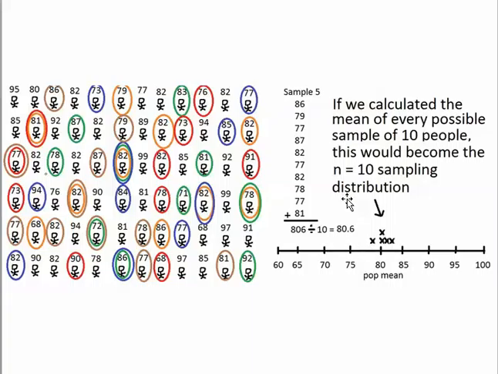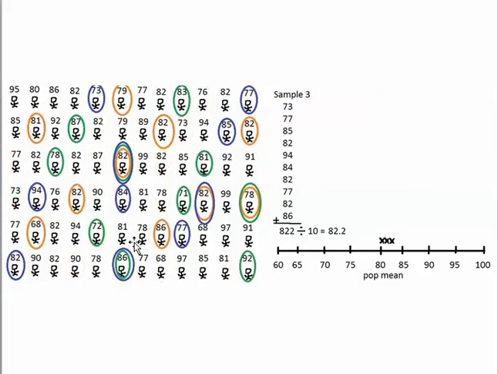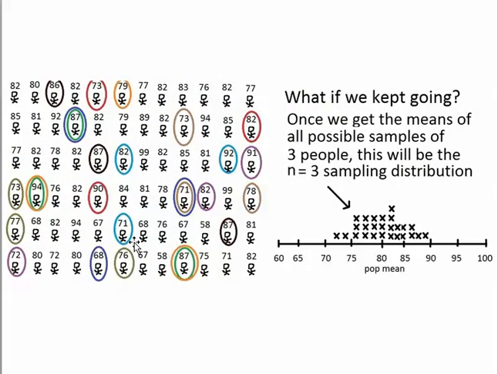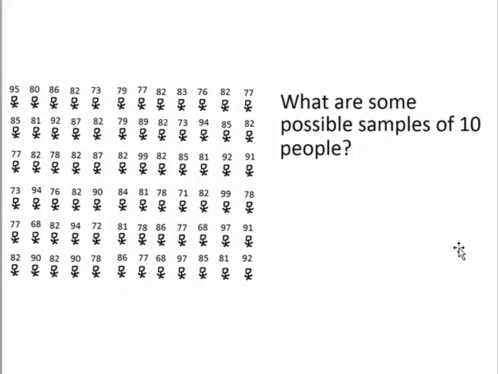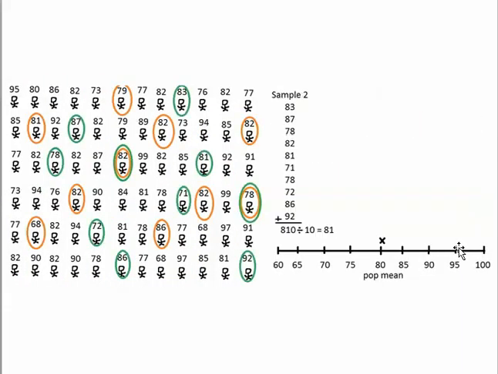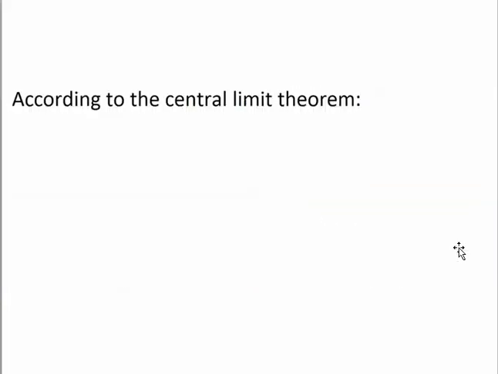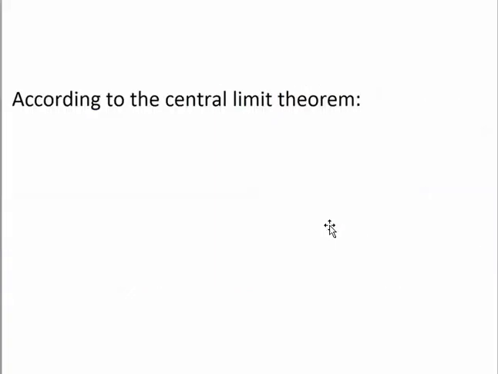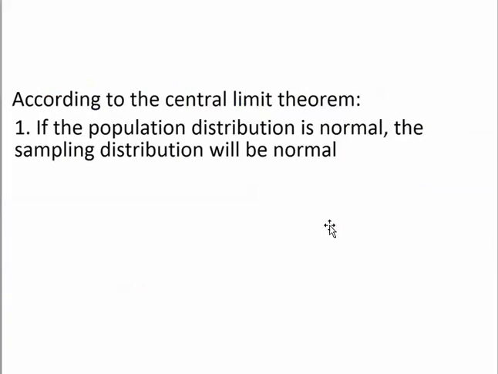So if this population is normal, then this other sampling distribution back here, with all possible samples of 3, would follow a normal curve. And this sampling distribution for all possible samples of 10 would also follow a normal curve. It would build up to a normal curve. So if the population is normal, the sampling distribution is always normal.